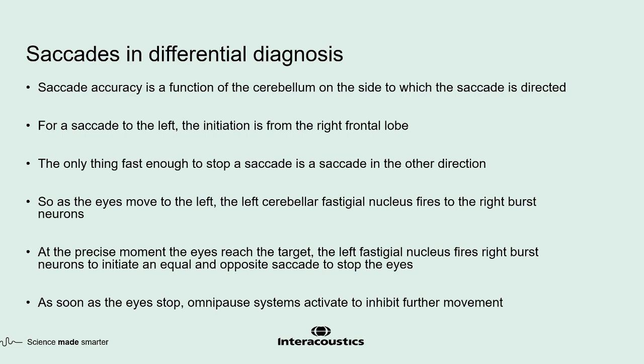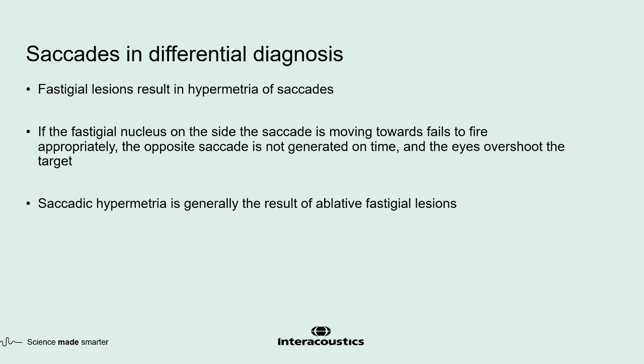And at the precise moment the eyes reach the target, the left fastigial nucleus in the cerebellum fires right burst neurons to initiate an equal and opposite saccade to stop the eyes on that target. And as soon as the eyes stop, at that instant, omnipause cells activate to inhibit further movement. So basically, here's the cerebellum, the fastigial nuclei, the caudal fastigial nucleus.